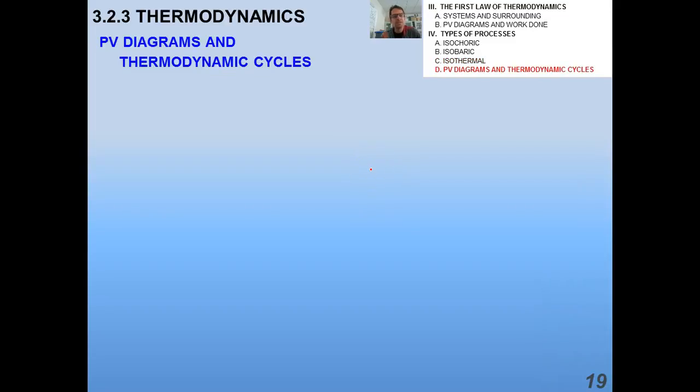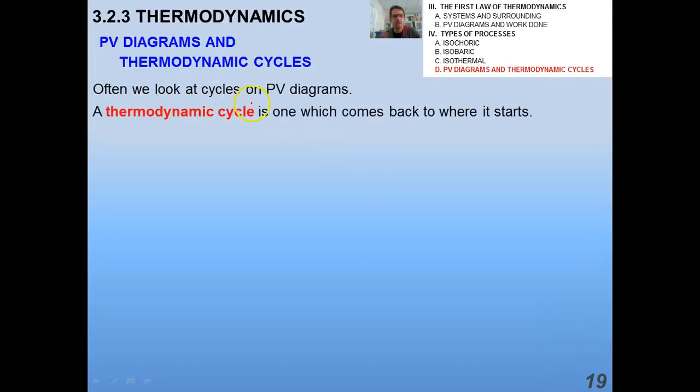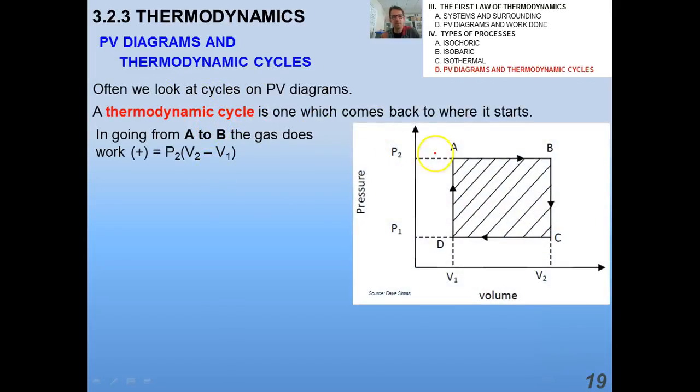The last thing I'm going to talk about is PV diagrams and what I call a thermodynamic cycle. Often we look at cycles on PV diagrams. A cycle is just a PV diagram where you end up in the same place where you started. For example, you go from A, B, C to D and then back to A in this particular diagram. This is called a cycle.